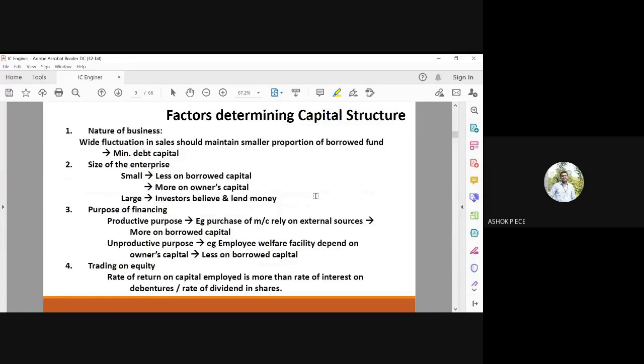So factors determining capital structure. So what all factors determine the capital structure? First one is the nature of business. So what business you are going to do? Whatever business you are going to do, you should always maintain a minimum debt to capital.